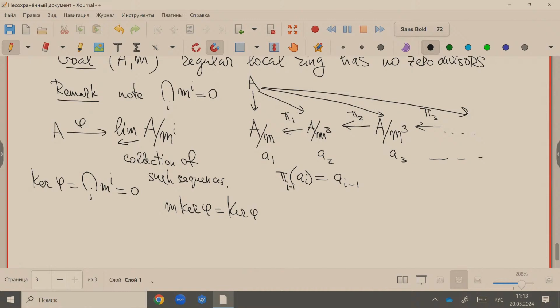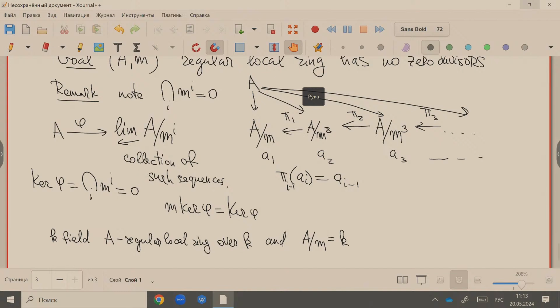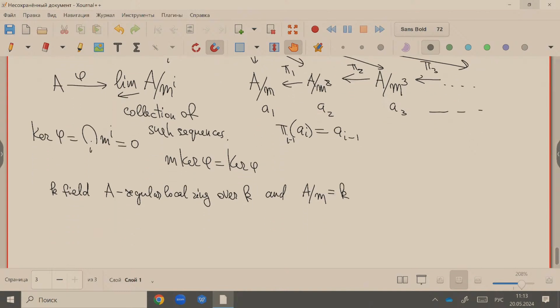So the theorem: if K is a field and A is a regular local ring over K, with the additional condition that A mod m is equal to K. It could happen that K maps here, but we also assume these two conditions. This construction is called A hat.